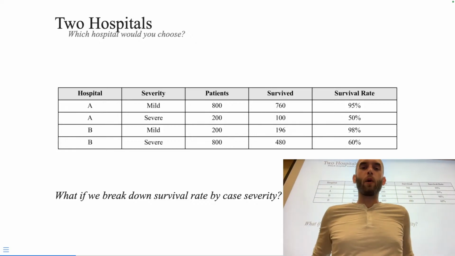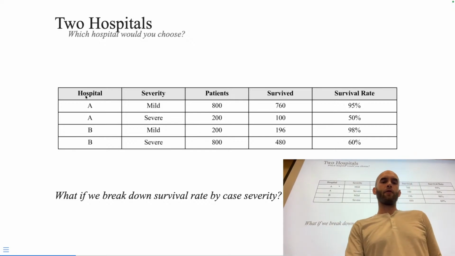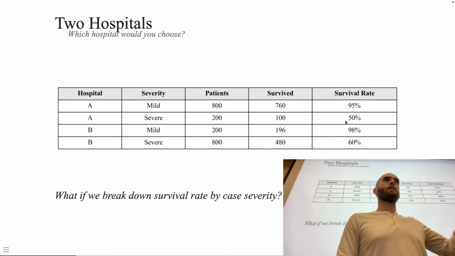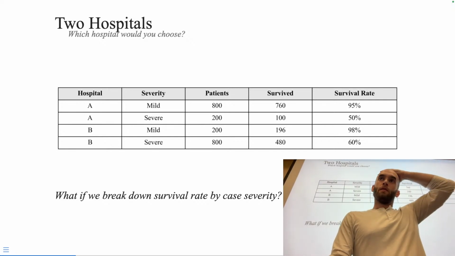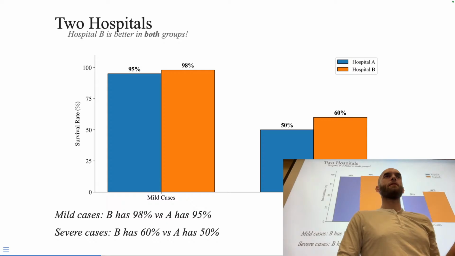So what I've done here is I've broken out the survival rate by severity. So here I have hospital A. I have severity for each, we have 2 different cases, so we have mild and severe. And then I have the number of patients in each hospital with each level of severity. And then I have the number that survived. So I broke out the survival rate by severity across the 2 different hospitals. So which hospital is better? Or where would you go?